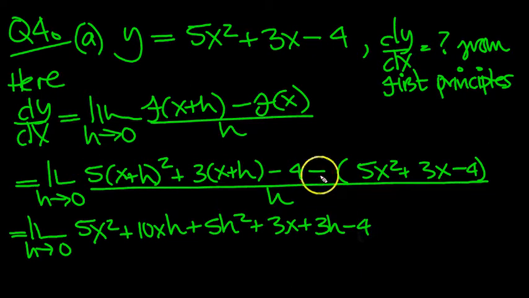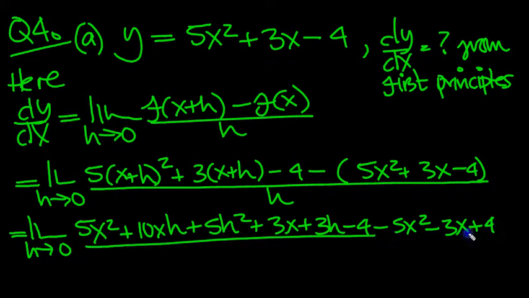Minus 4, and now run the minus through these three terms, so it would be minus 5x squared. Minus a plus is a minus 3x. And then the last thing is minus times a minus is a plus 4. Okay, there we go. All over h, which equals the limit as h tends to 0.